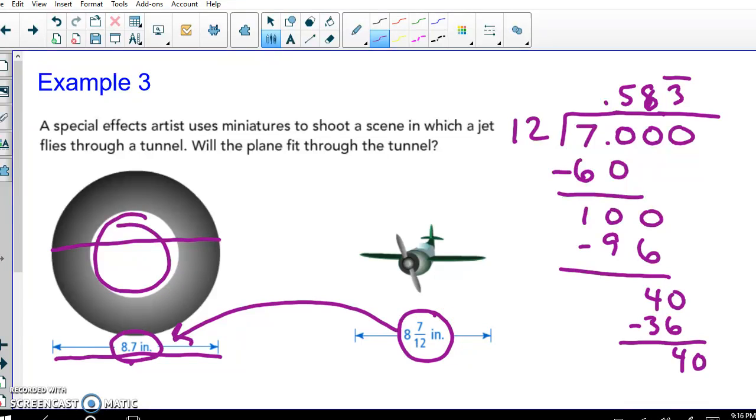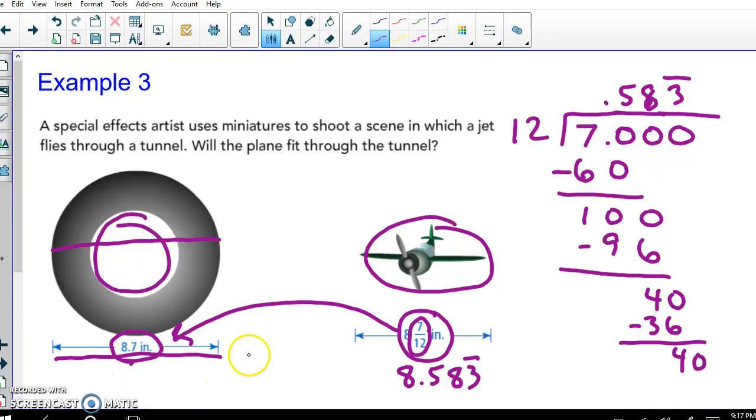So we divided 7/12 to find the decimal portion of this number. I know that 8 is my whole number, so that goes in the ones place before my decimal point. And now dividing 7/12, I find that it equals 0.583 repeating. So if this is the size of my plane, 8.583 repeating, I know that is less than 8 7/10, so this plane will fit through this space.